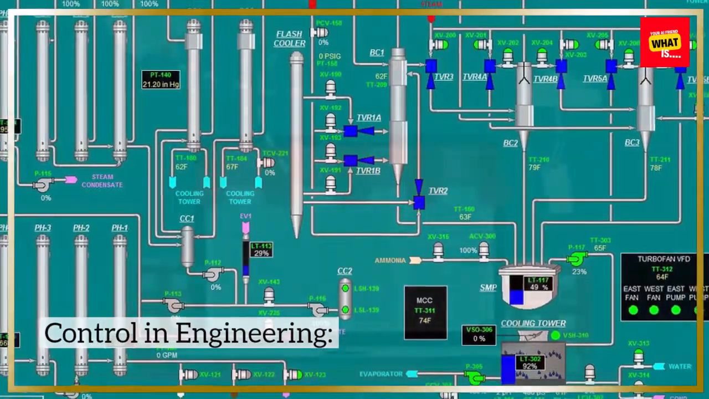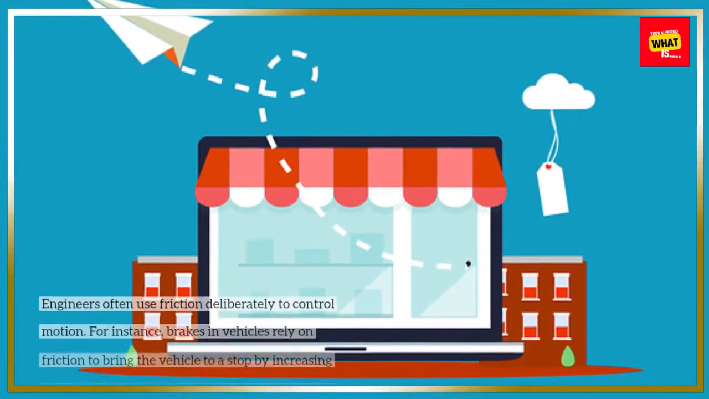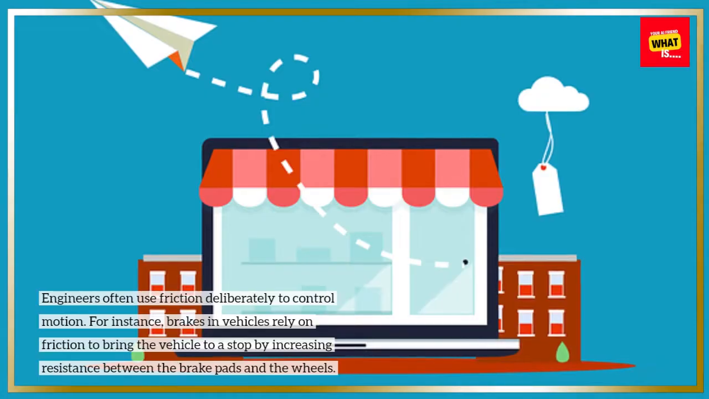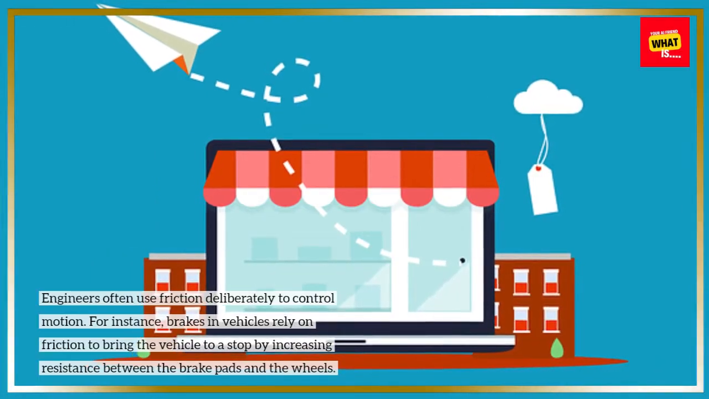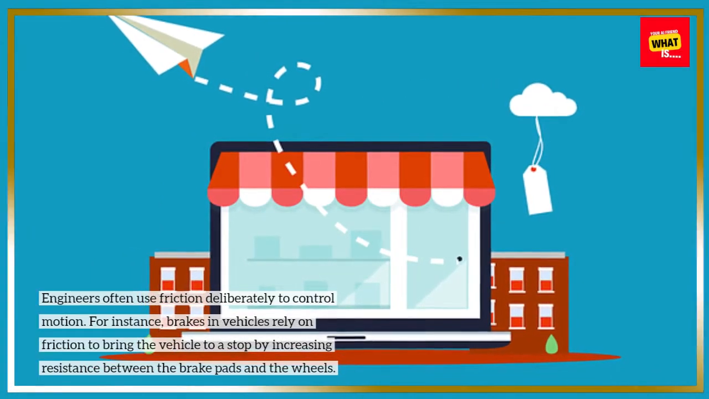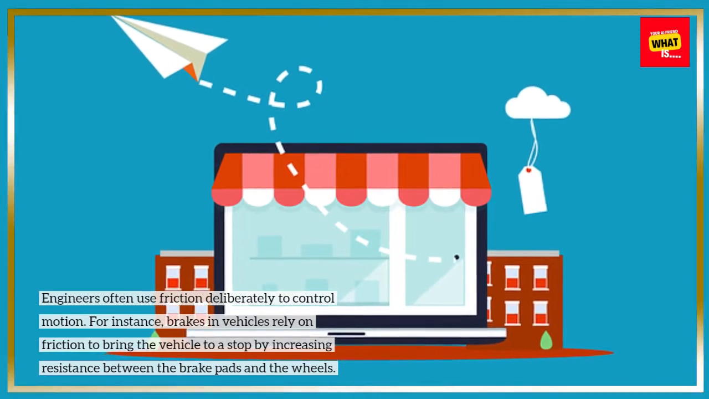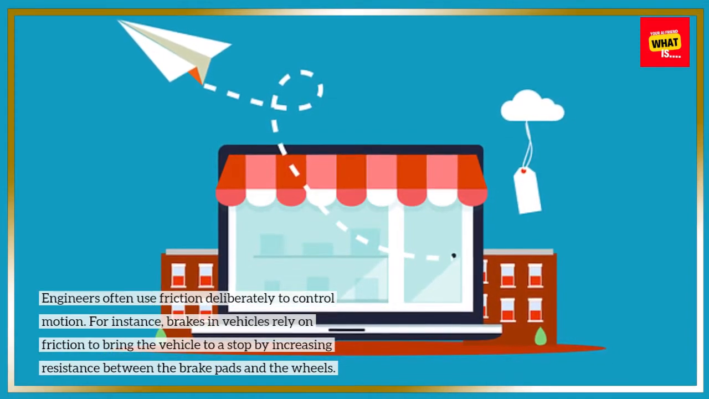Control in engineering. Engineers often use friction deliberately to control motion. For instance, brakes in vehicles rely on friction to bring the vehicle to a stop by increasing resistance between the brake pads and the wheels.